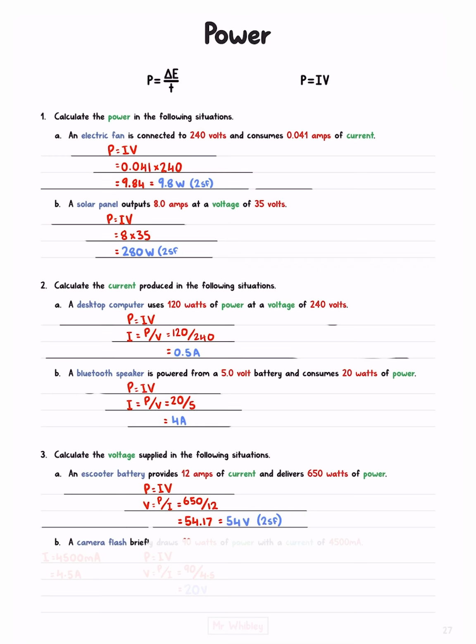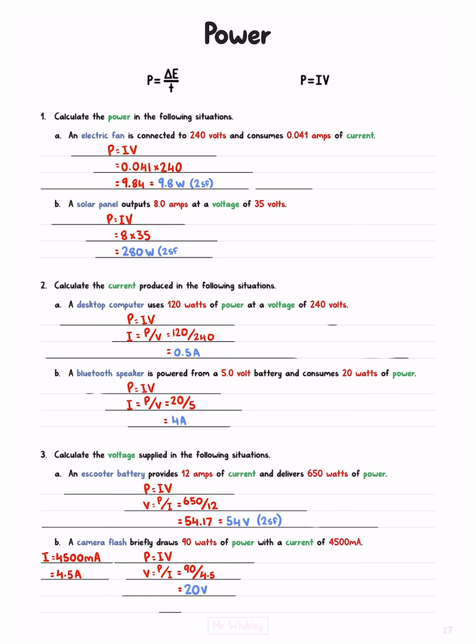A camera flash briefly draws 90 watts of power with a current of 4,500 milliamps. 4,500 milliamps is just 4.5 amps, since milli is times 10 to the minus 3. We know that P is equal to IV, we know that V is equal to P over I, our power is 90, our current is 4.5, which gives us 20 volts.